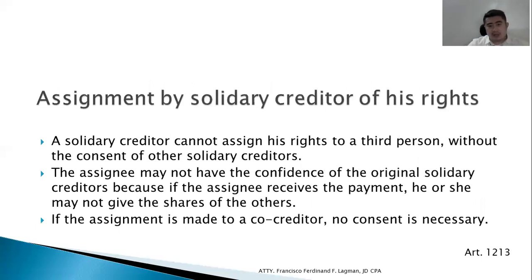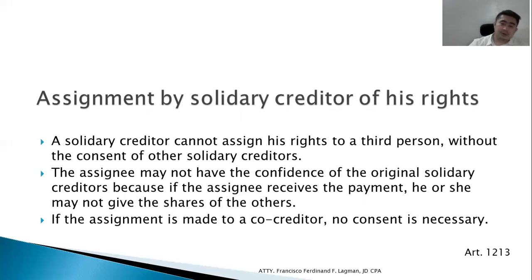Assignment by solidary creditor of his rights. Is this allowed? No. A solidary creditor cannot assign his rights to a third person without the consent of other solidary creditors. Okay? The assignee. Sino ba yung assignee? Yung assignee ay yung a-assignan niya ng kanyang right. No? The assignee may not have the confidence of the original solidary creditors because if the assignee receives the payment, he or she may not give the shares of the others. Okay? If the assignment is made to a co-creditor, then no consent is necessary.